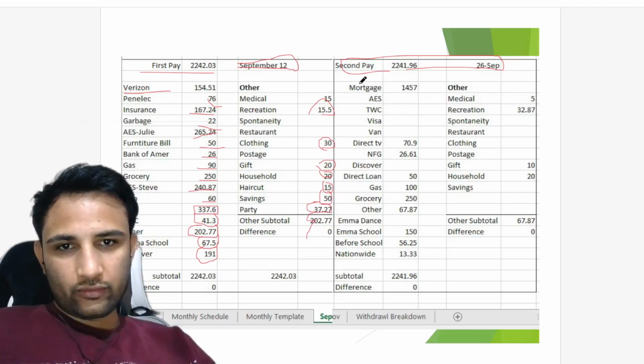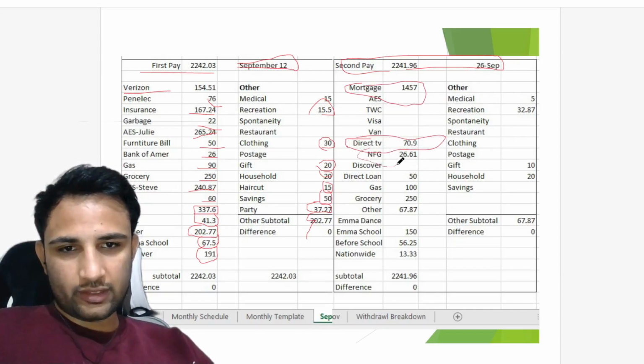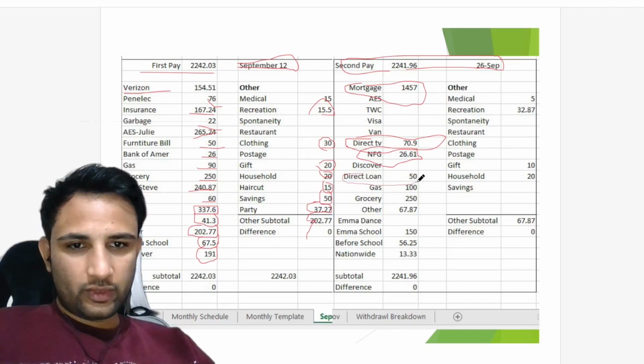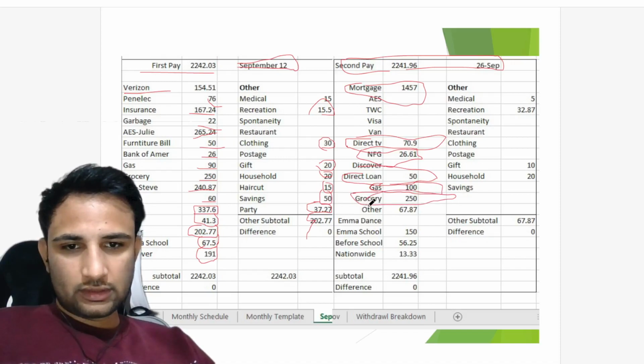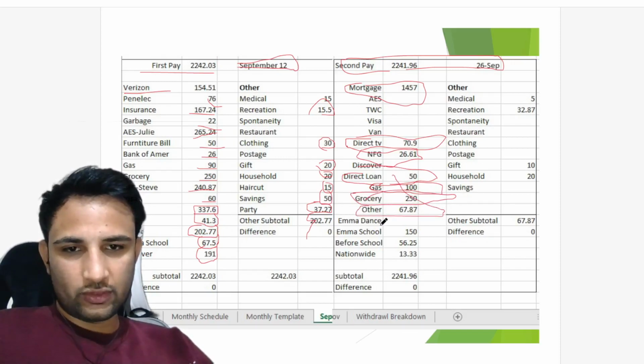For the second week, we have a mortgage of around $1,457. The Direct TV connection is $70.9. NFG is $26.61. The direct loan amount is $50. The gas amount is $100. Grocery is $250. Other expenses are $67.87.